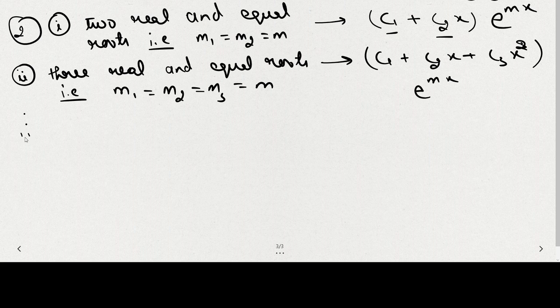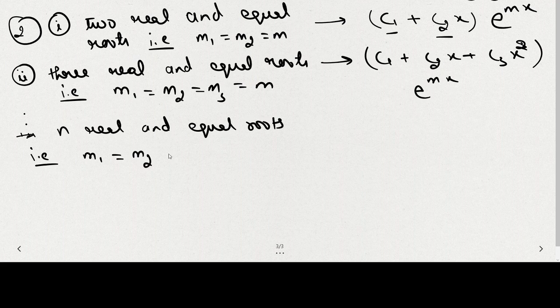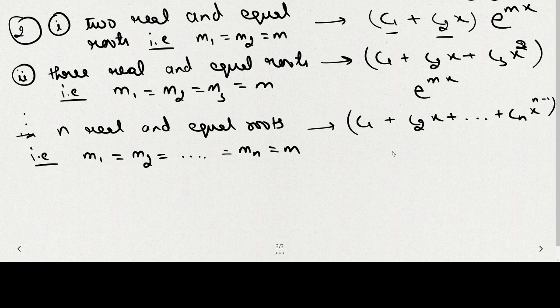Similarly, if you have n real and equal roots, that is m1 equal to m2 equal to dot dot dot equal to mn equal to m, then you will write (c1 plus c2 x plus dot dot dot plus cn x^(n-1)) multiplied by e^(mx).